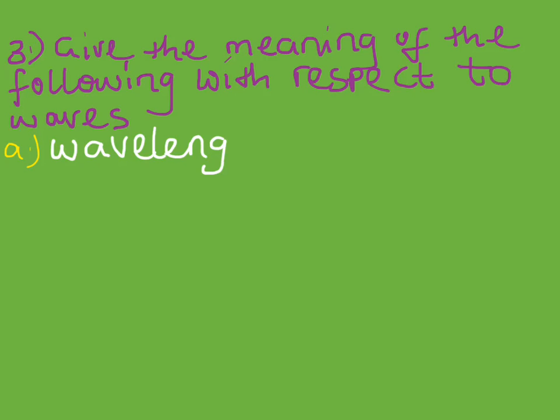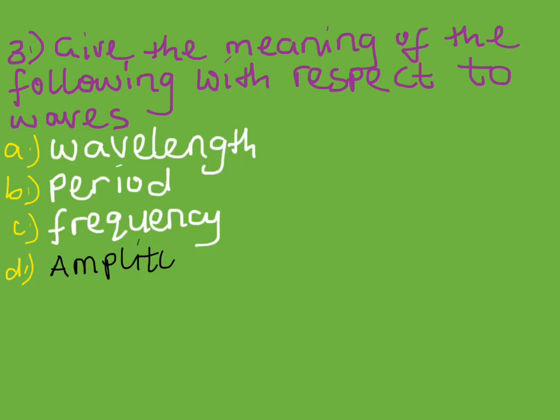In question 3, you're asked to give the meaning of the following words with respect to waves: wavelength, period, amplitude, frequency. What you're asked to do here is to define the different words: wavelength, period, frequency, and amplitude. Give the definition of the words.